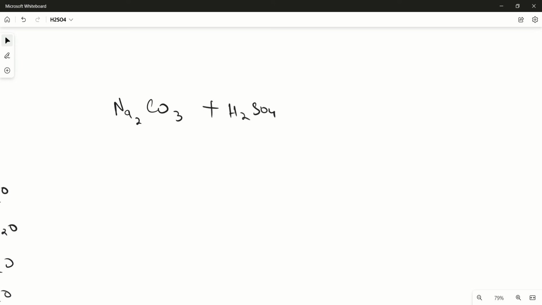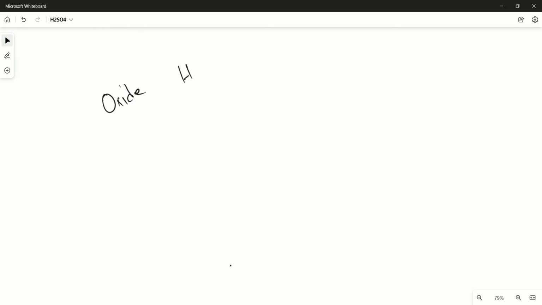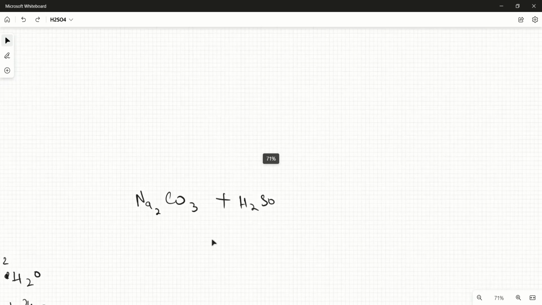Okay, wait. How do you differentiate? I'm gonna erase this later. How are you gonna differentiate between oxide and hydroxide? So oxide has O and this has OH. That's it. It's the only difference. So that's how you differentiate between when it's a basic oxide and a basic hydroxide.